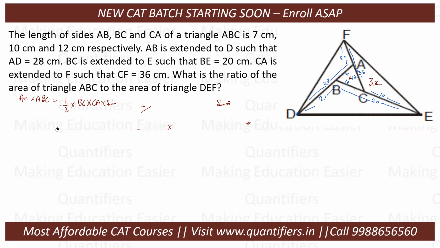Now on similar lines, let's use the other line segments. I will make a little alteration: half into BC into BA into sine theta. Let us assume this angle to be theta. This will also give the area of this triangle. So half into 10 into 7 into sine theta. Now if this is theta, then this angle is 180 minus theta.